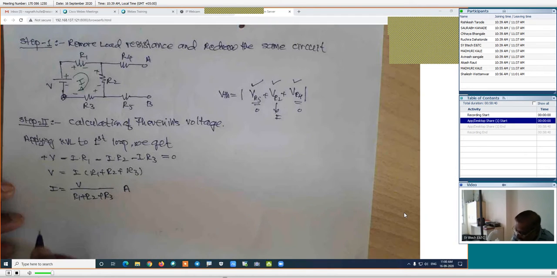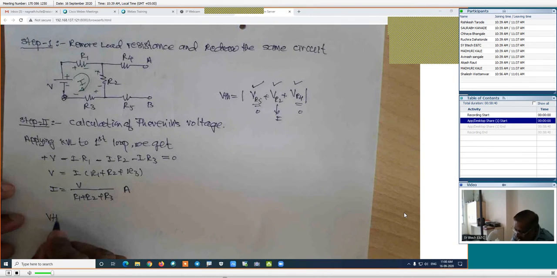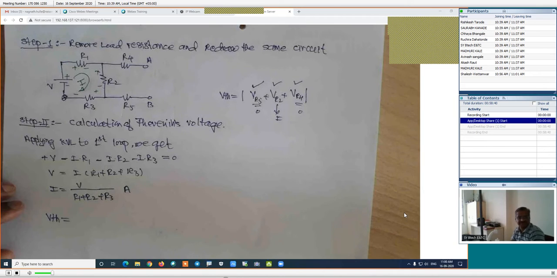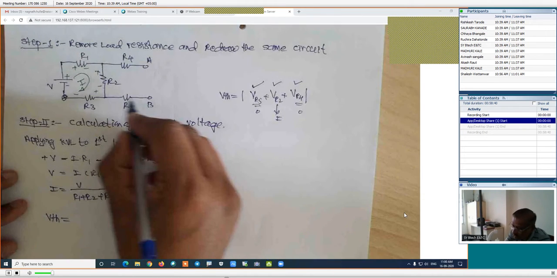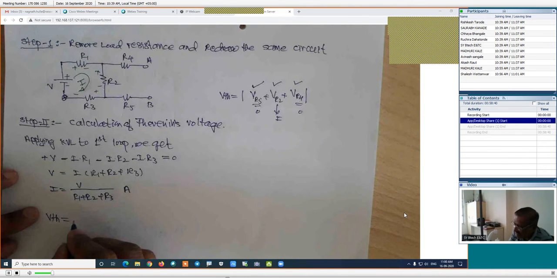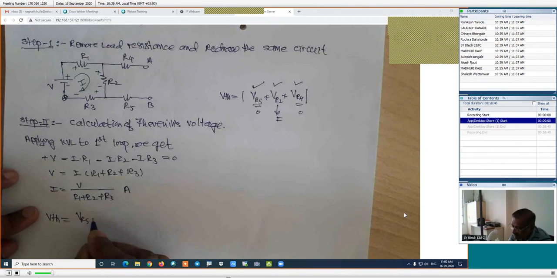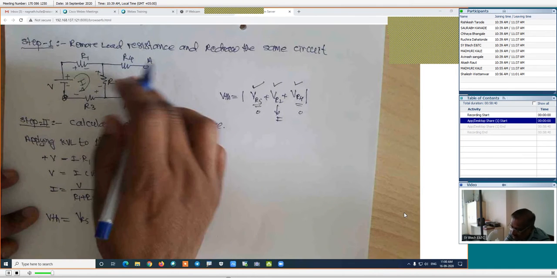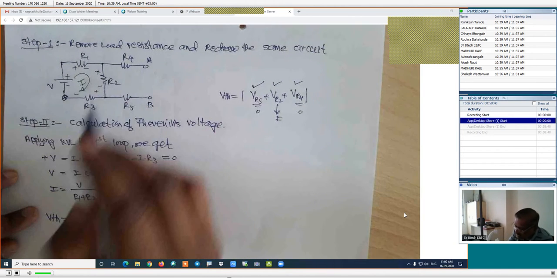If we know I, then we are in a position to find out VTH, that is Thevenin's equivalent voltage. How is the VTH? This VTH is equal to, we are traveling from B towards A. How much is the voltage across this VR5? I am always taking it as modulus value or positive value. This is VR5. Is it right? Because we are traveling upward, negative to positive, that is a plus.